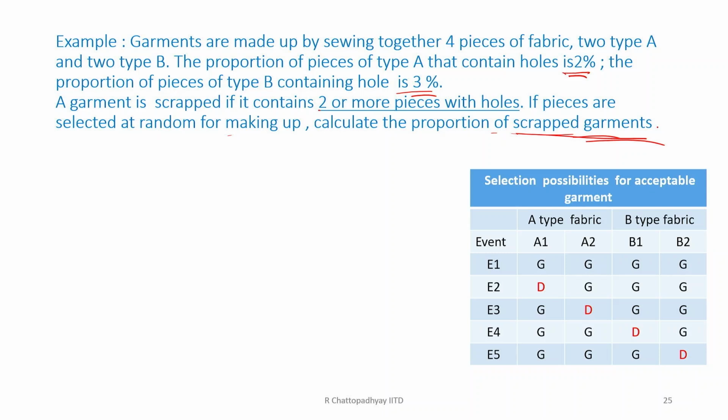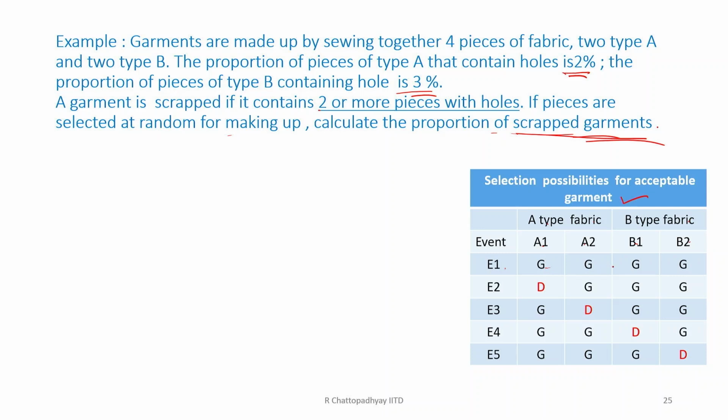So, selection possibilities for acceptable garments. If I write A type of fabric, B type of fabric piece, so events are here E1, E2, E3, E4, E5. And let's say I take 2 pieces A1, A2, and 2 pieces of B, B1, B2. So what are the outcomes?